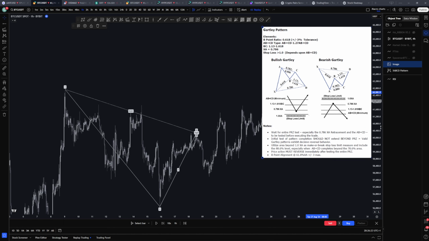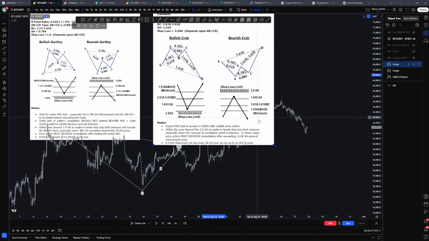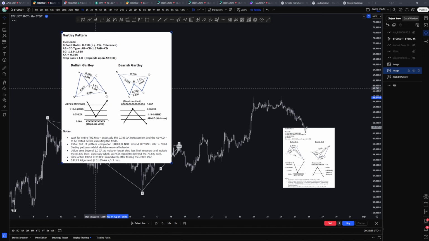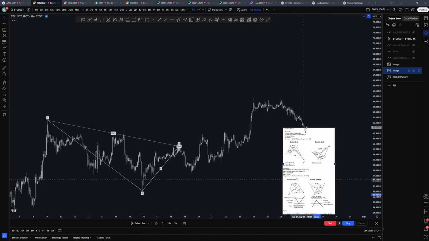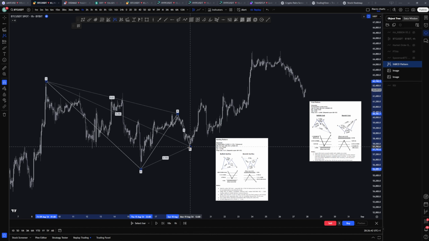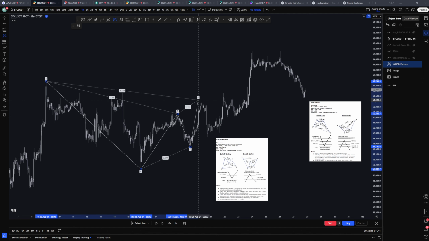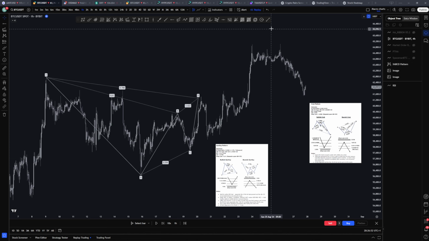So, what we can do, or actually let me keep that on there, is we simply draw them. So I will once again start with X, A, B. Is C between the 0.382 and the 0.886? Yes, it is. And then I'm going to start and draw my Gartley. Gartleys end at the 0.786, so that is my first level of interest.